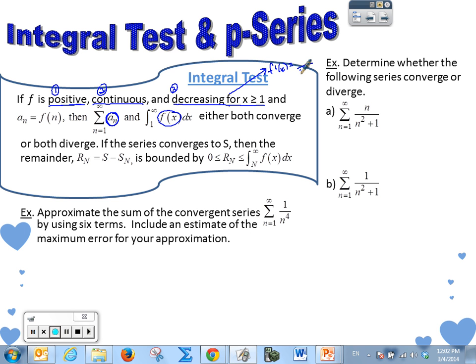Then we set a sub n equal to a function. We set it as a function. And what they say, kind of like they go hand in hand.